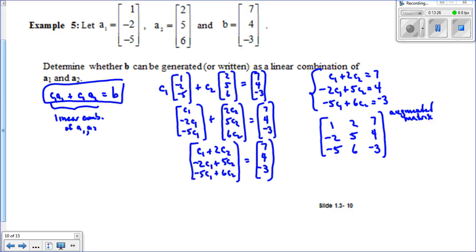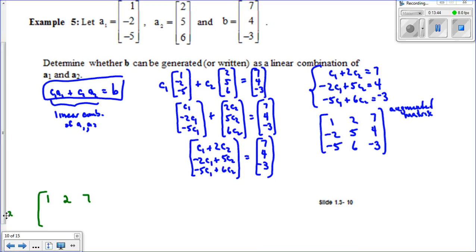And then we just row reduced it. So you could use your calculator. I'm going to go ahead and do this one by hand. Okay, I'm going to keep the first row the way it is. I'm going to take 2 times row 1 and add it to row 2. And that'll be my new row 2. So 2 times 1 is 2, added to negative 2 is 0. 2 times 2 is 4, added to 5 is 9. 2 times 7 is 14, added to 4 is 18.